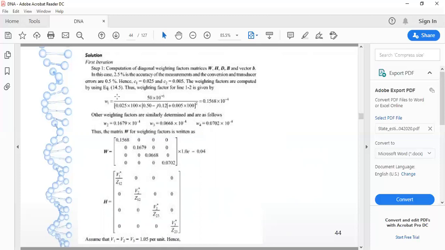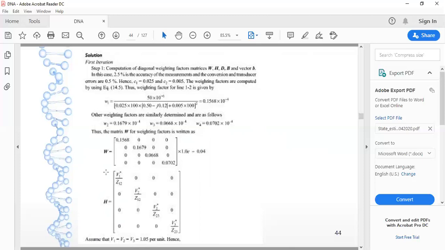After getting the value of the weighting factor for bus number 1, we can easily derive it for the other meters also, W2, W3 and W4. As we have 4 meters, hence we have 4 weights. Now, the weighting matrix is determined this way: all the off diagonal elements are 0, only diagonal elements remain present, and their values are nothing but what we have derived. So 10 raised to minus 4 is a common part, and the rest multiplying it are W1, W2, W3 and W4.